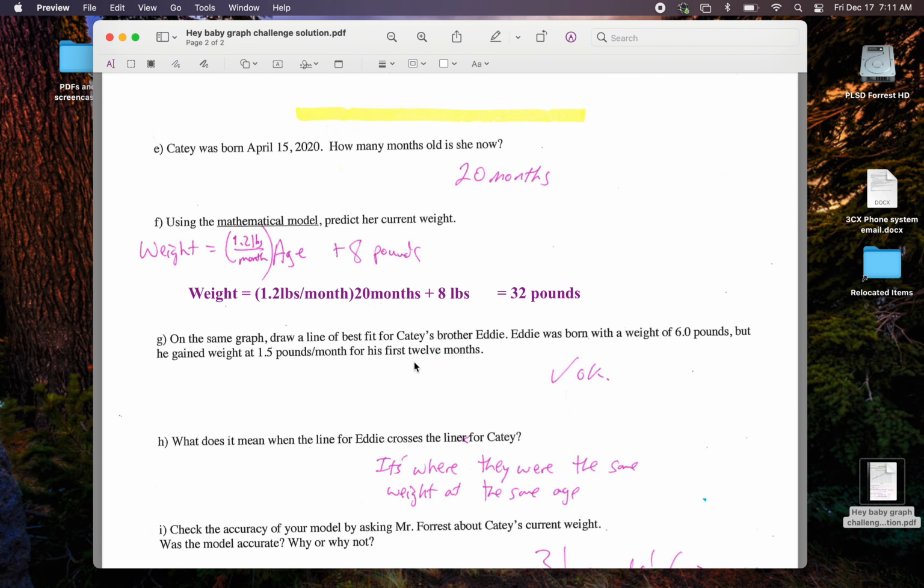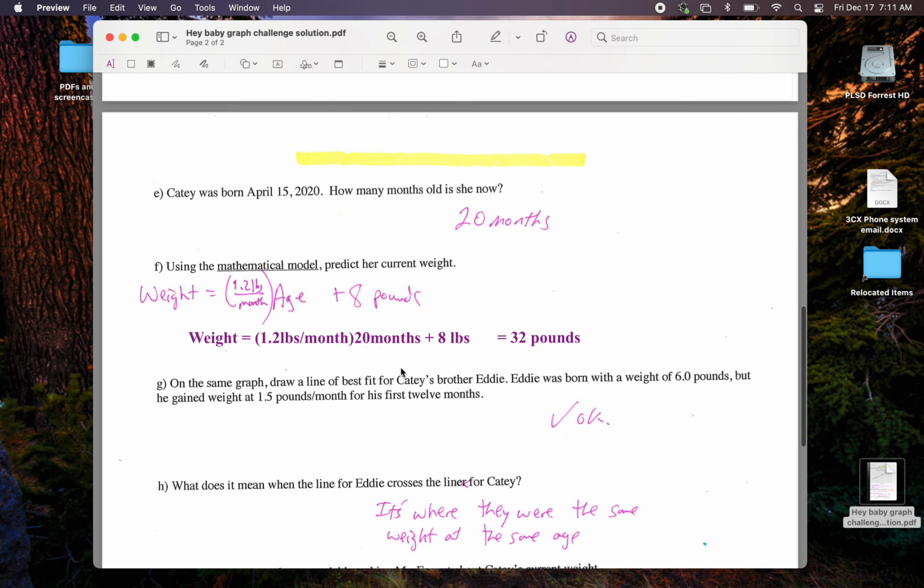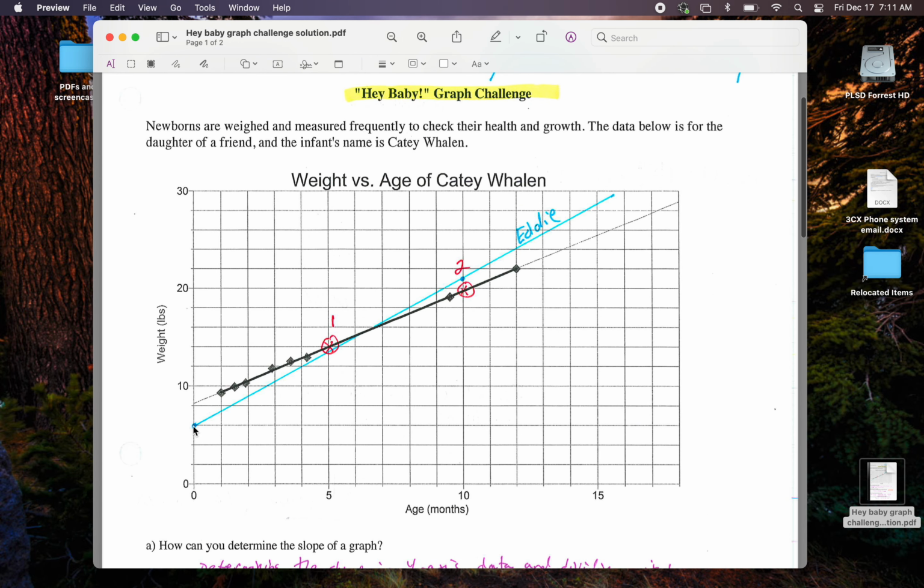The next thing I asked you to do here was to draw a line of best fit for her brother Eddie. He was born a little early, so he had a birth weight a little lower of 6 pounds, but he gained weight at 1.5 pounds per month. So when I go back up here, I plot Eddie's starting point as 6 pounds, and if he's gaining 1.5 pounds per month, that means it's 3/4 of one of these boxes, because each of the vertical scale boxes is 2 pounds. So 3/4 of a box per month. That's a little bit annoying. So I just thought after 10 months, if he's gaining 1.5 pounds per month, he would gain 15 pounds. 6 plus 15 is 21. So after 10 months, I went up here to 21 pounds. I put another point down there, and I drew my line of best fit.